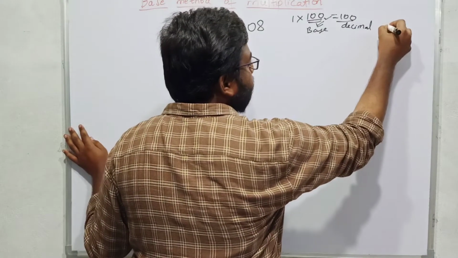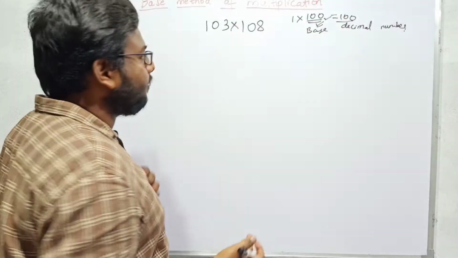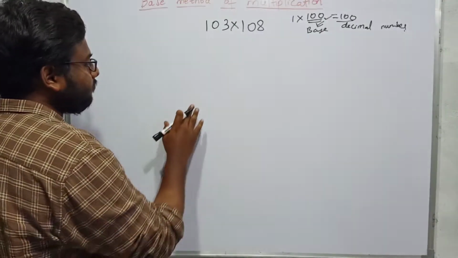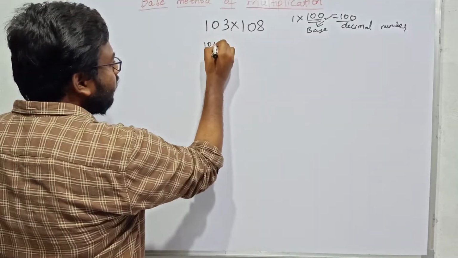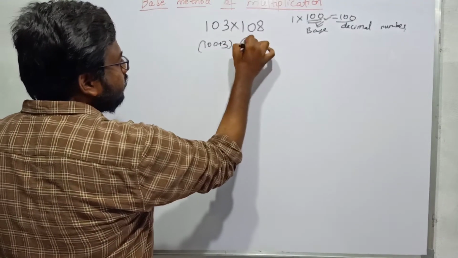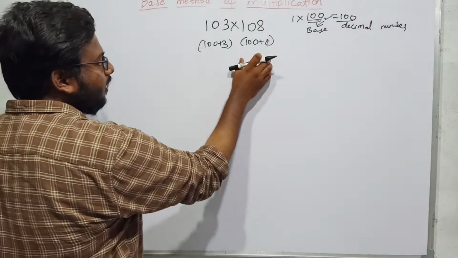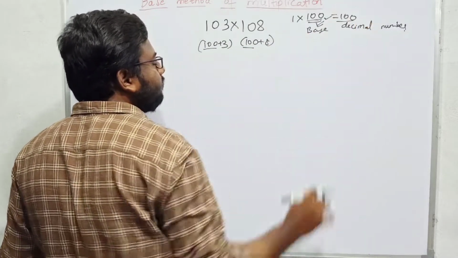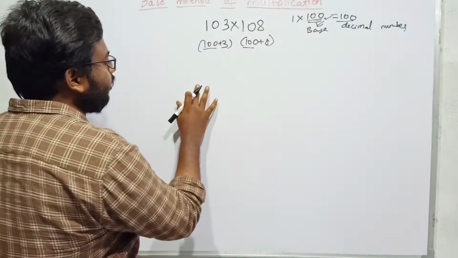This is the decimal number. You don't need to bother about this now, and in the further problems we will learn about this topic. So keep in mind that this is the base, that means this is 100 plus 3, and this is 100 plus 8. This 100 is the base and this 100 is the decimal number. You will get more clarity when I discuss it further, so no need to worry about it.